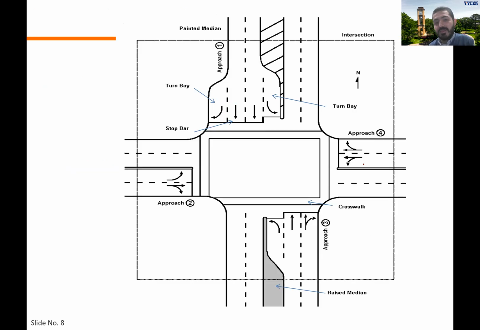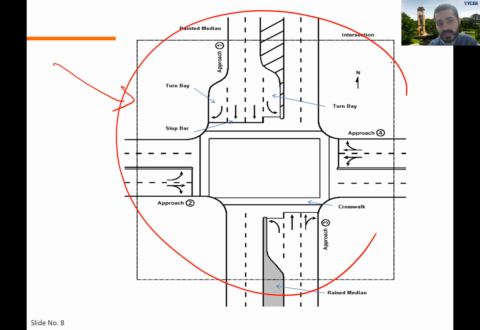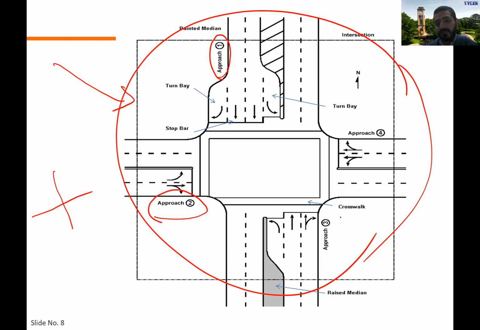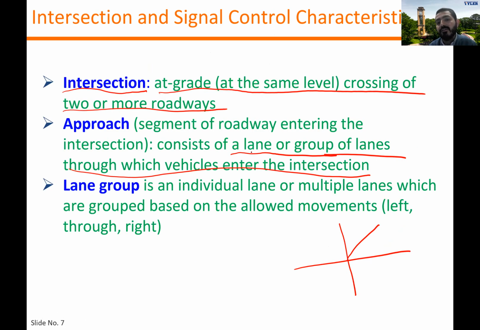Let me show you this picture so you can understand. The whole picture here is an intersection. Within an intersection, we have multiple approaches. If I have a four-legged intersection, each leg is considered an approach. For example, approach one includes either one lane or groups of lanes, as you can see here. So we have approach one, approach two, approach three, and approach four. Again, the definition is that it consists of only one lane, or a group of lanes, through which the vehicles enter the intersection.